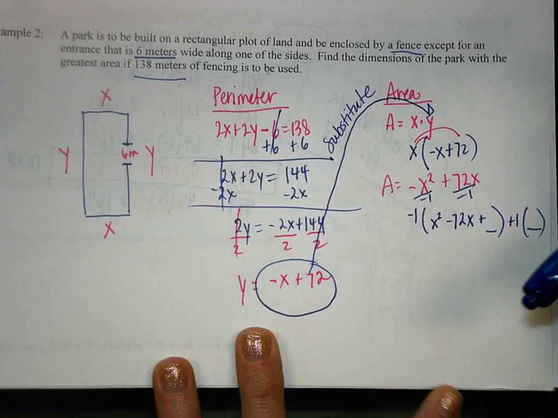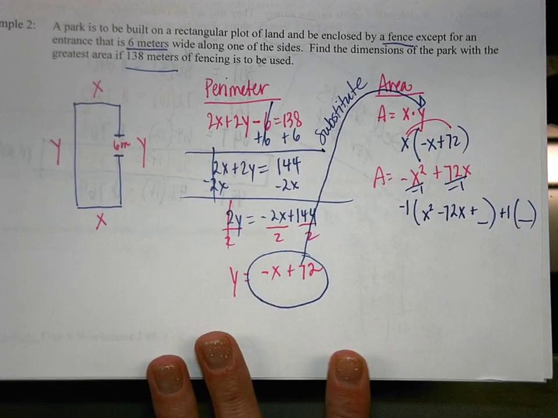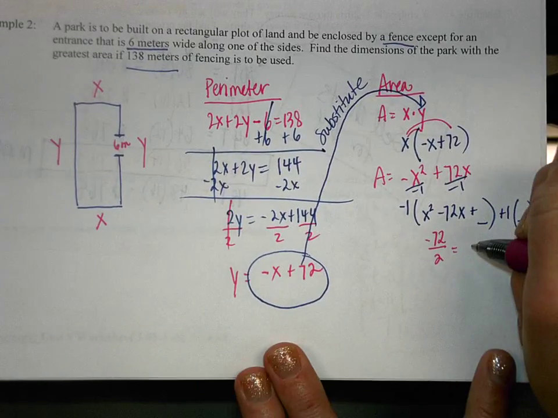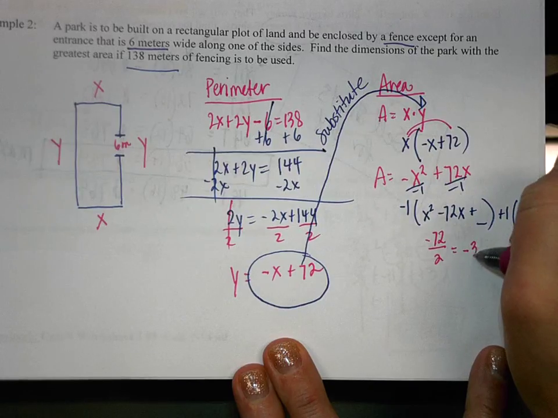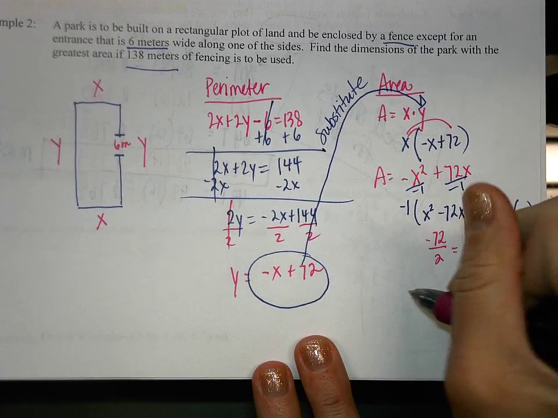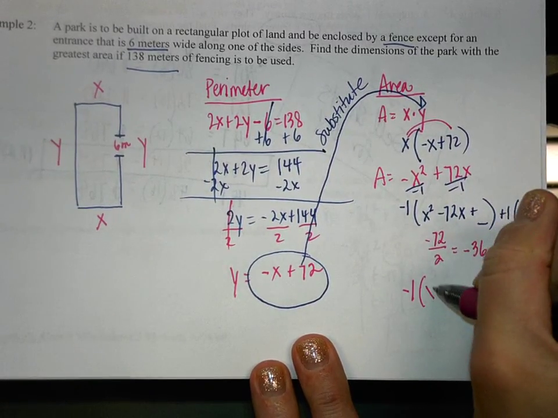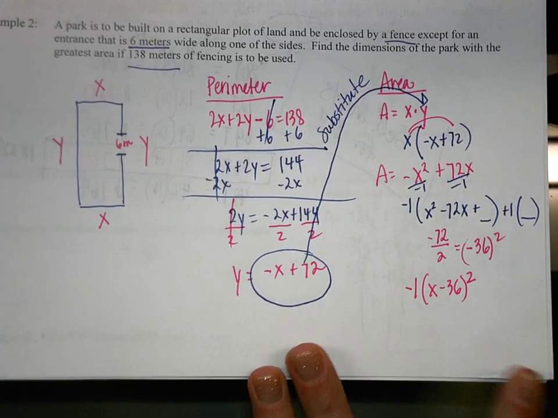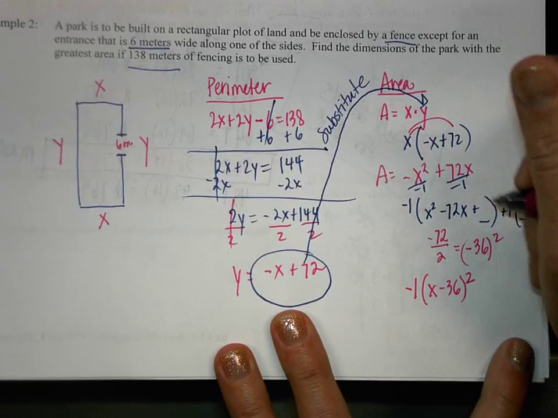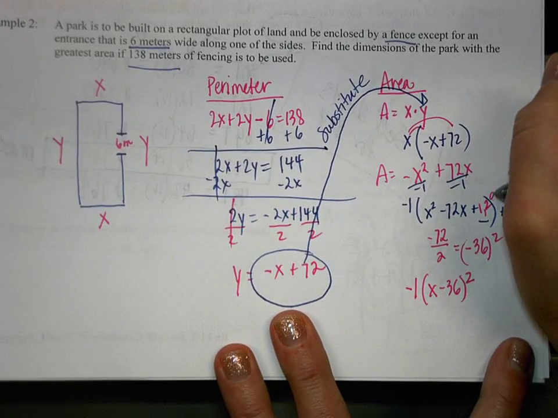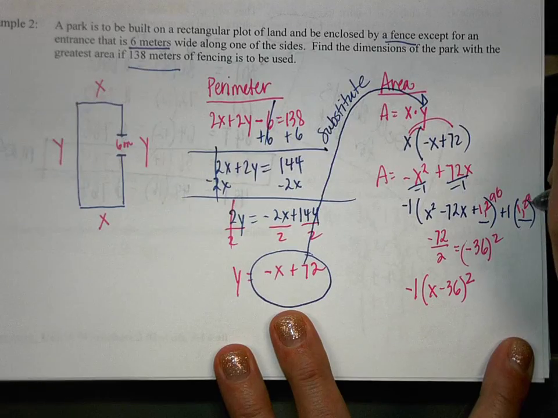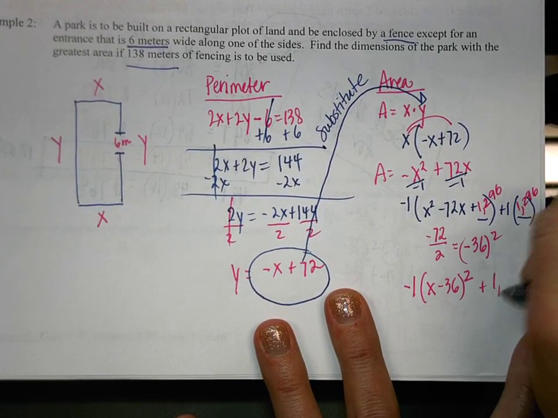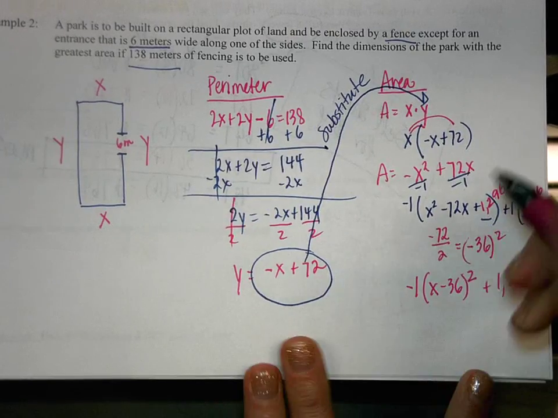To complete the square now, negative 72 divided by 2, which is negative 36. When I'm writing my equation, I get negative 1 and x minus 36 squared. So now I need to square my negative 36, and if you put that into your calculator and squared it, you get 1,296. And so 1 times 1,296 is just 1,296. And so this is my equation.